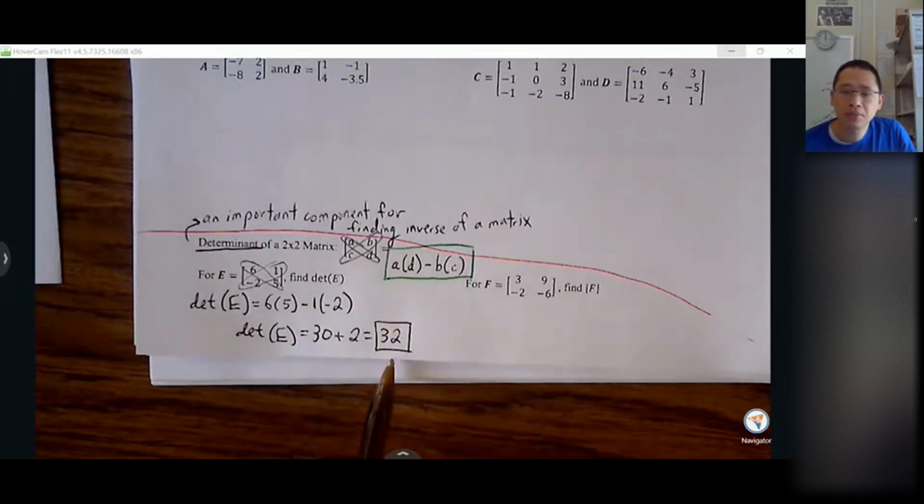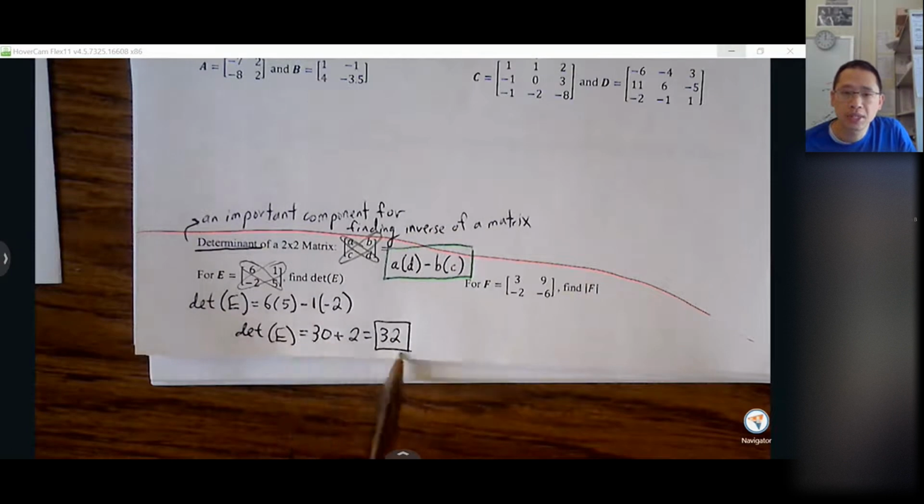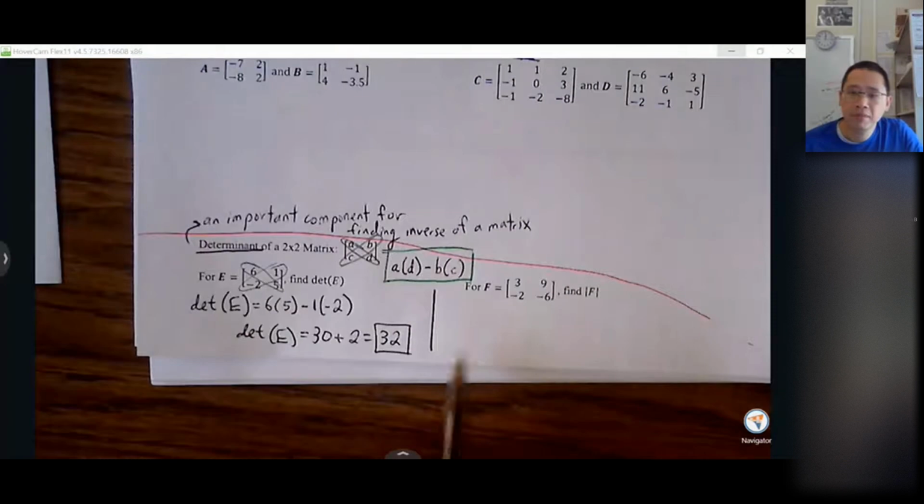Any questions so far? Next page, we're going to talk about how the determinant is being used to help produce the inverse. We haven't found the inverse yet. We just need to learn how to find the determinant because it is used to find the inverse of a matrix. Okay, let's practice with another one, matrix F.